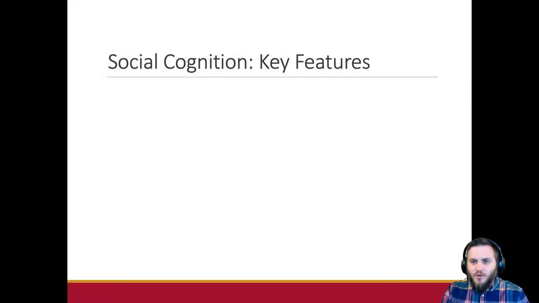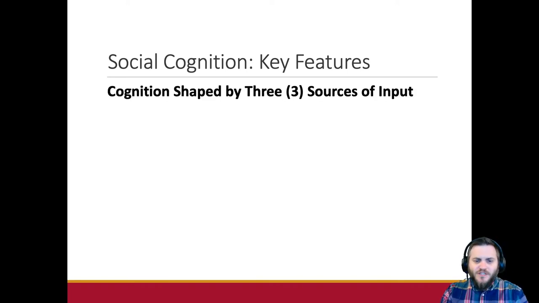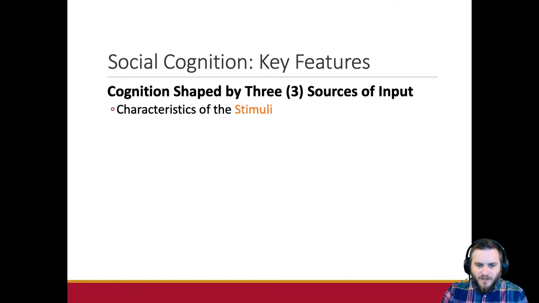Okay, so let's go through the key features of social cognition. We're going to talk about three sources of input. Those three sources of input are the characteristics of the stimuli. So that's the first one. So objective features, and objective here is quote unquote, okay. So what are the physical properties of the stimuli that we're looking at? And so we'll talk about it in the sense of these are people. So we'll call them a target. How about that? So the features of the target or the target's behavior, the information that we get, what's the person actually doing? What can we see with our own eyeballs, right?